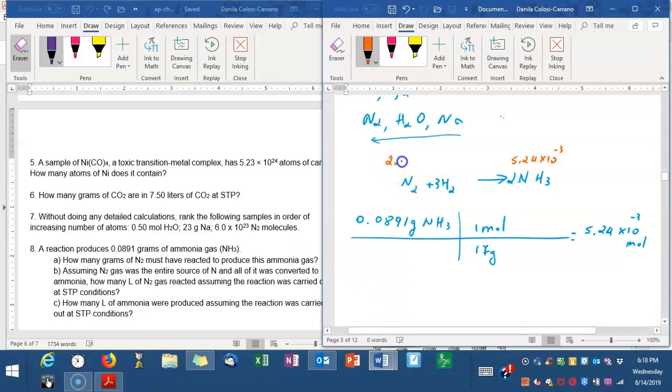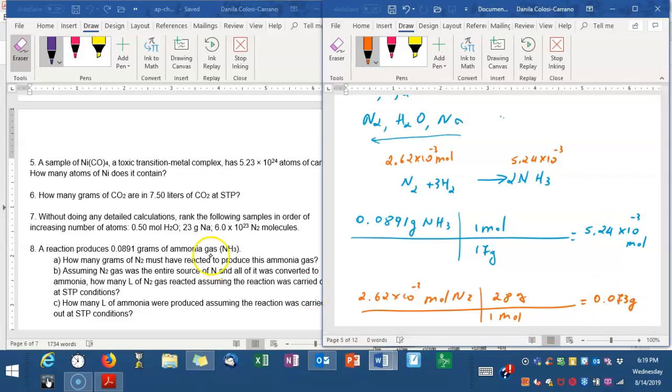So 2.62 times 10 to the negative 3. But those are moles, right? So if you have 2.62 times 10 to the negative 3 moles of nitrogen, how many grams do you have? When 1 mole is 28 grams. So 0.073 grams is your number.